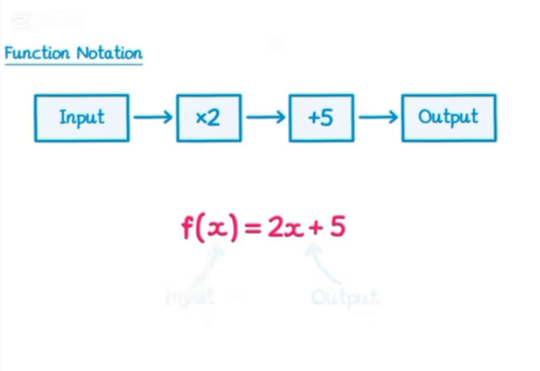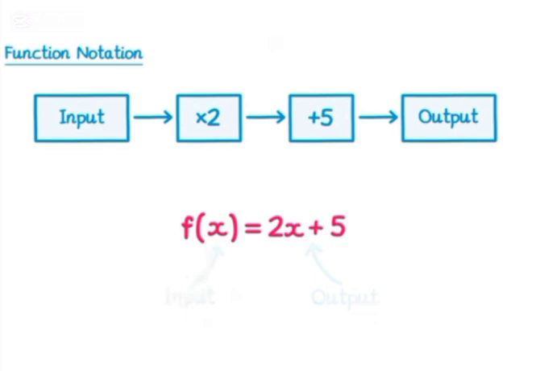Let's take an example. If the input is 2, in the first step we multiply whatever input we have by 2. In this case, the input is 2, so we multiply 2 by 2. So our answer is 4. In the second step, or in another block, we add 5 to this answer. What does it mean? 4 plus 5 is equal to 9. So the output is 9.